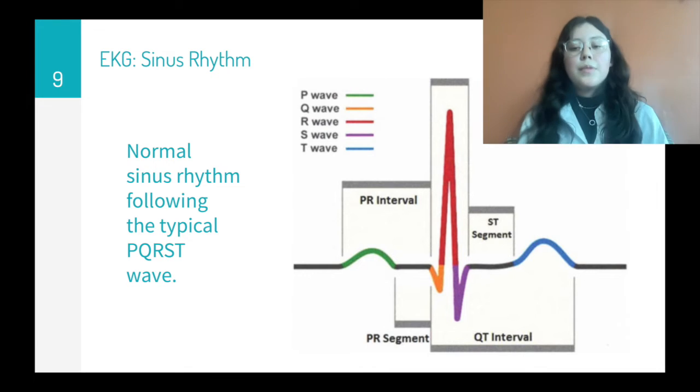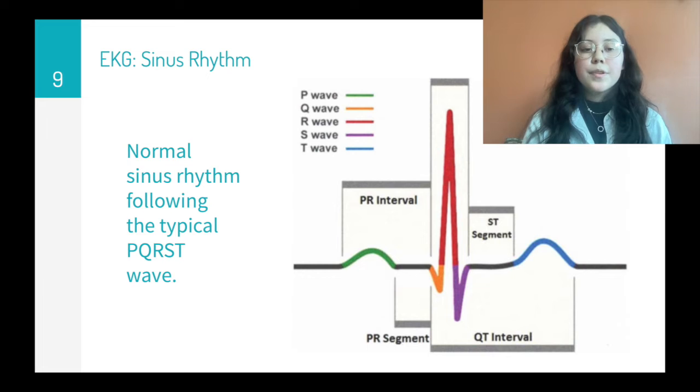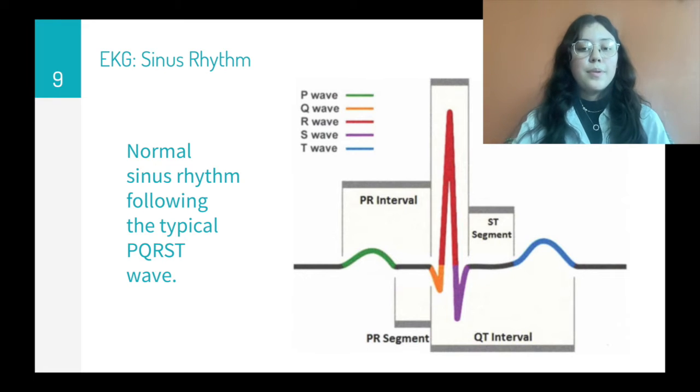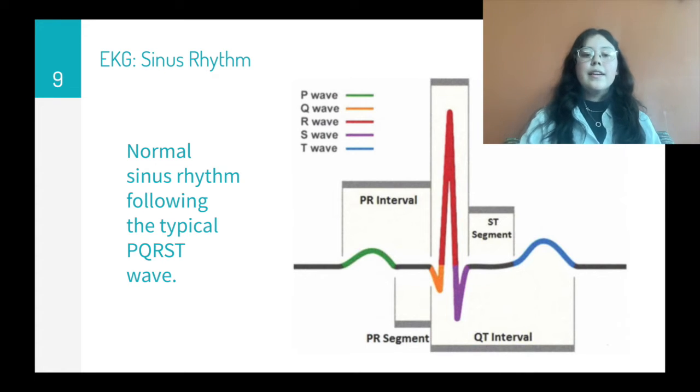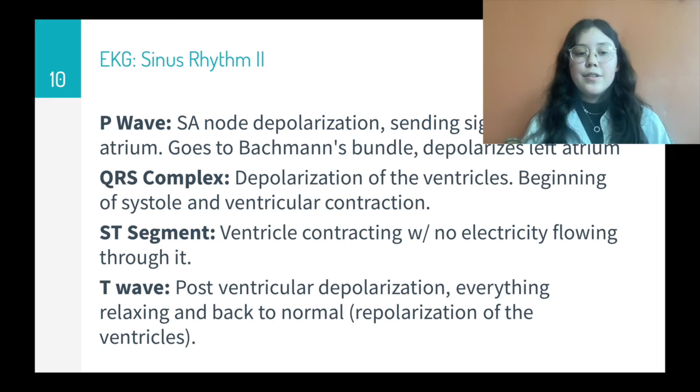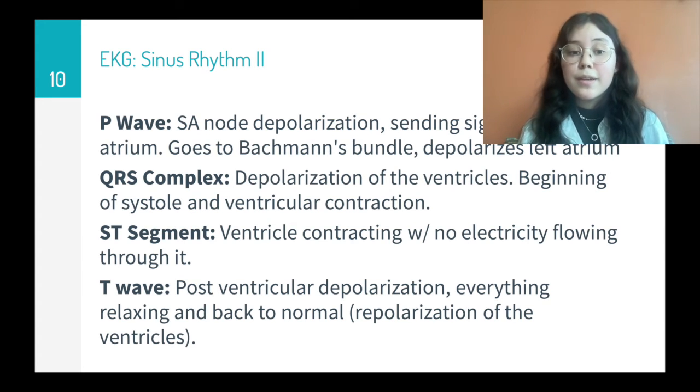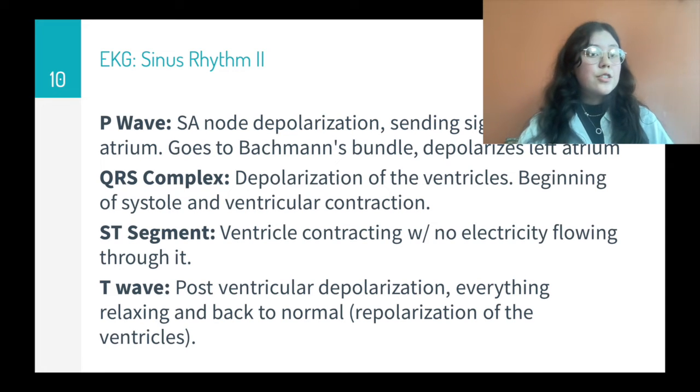Each colored portion of this rhythm means the different parts of the heart's process and beating. So let's talk about it. The P wave describes an SA node depolarization, causing a signal to be sent through the atrium, and it goes into Bachmann's bundle, and then depolarizes the left atrium. The QRS complex is perhaps the most important part of a PQRST wave, as it features the ventricles depolarizing as the beginning of systole and ventricular contraction.